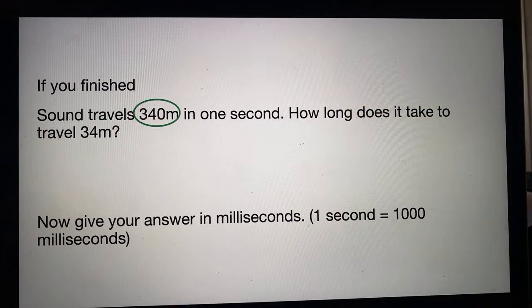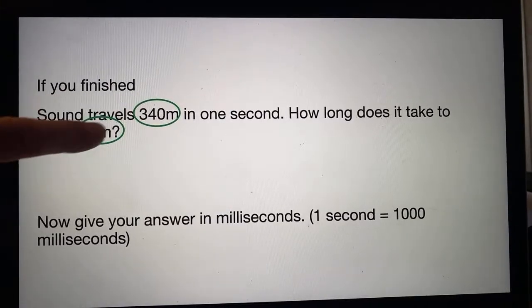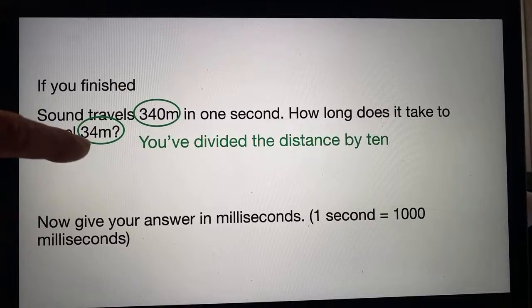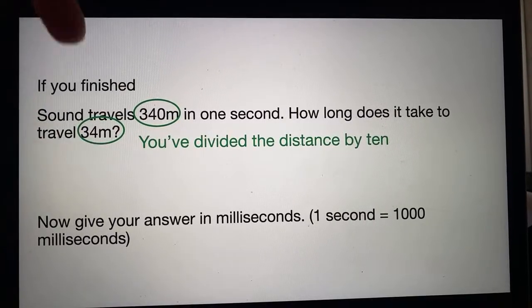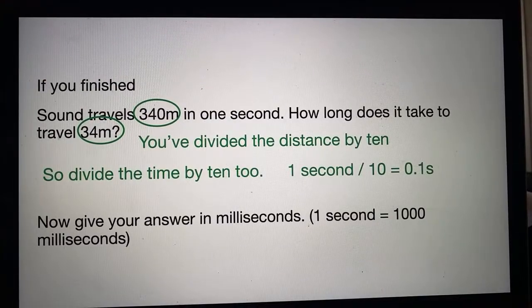So if you finish, sound travels 340 meters in 1 second. How long does it take to travel 34 meters? Well, what have we done to get that 34 meters? We've divided; a tenth of 340 is 34. So if you've divided the distance by 10, we need to divide the time by 10 as well. So it's 1 second divided by 10, which is a tenth of a second.